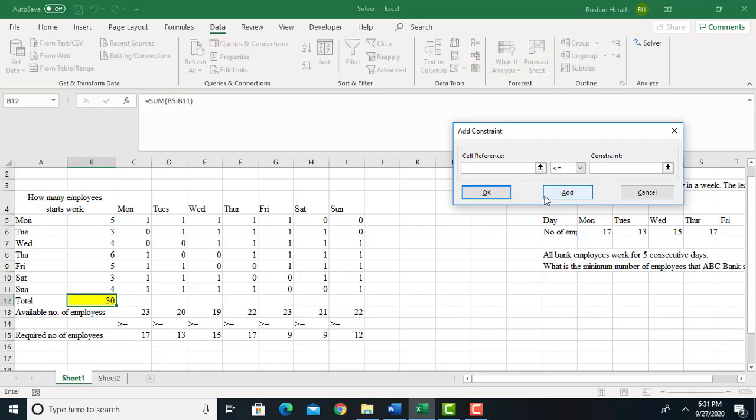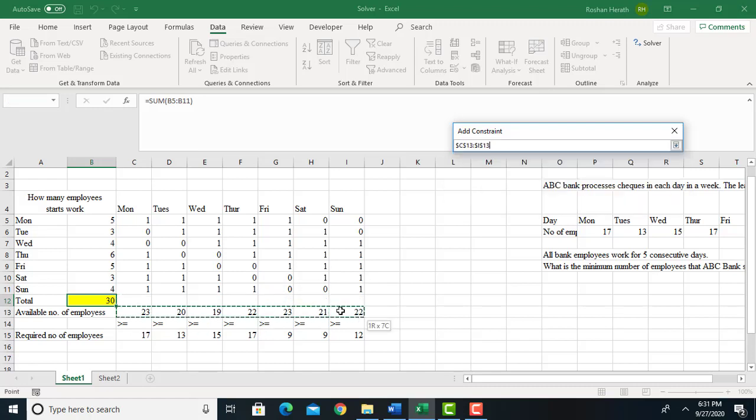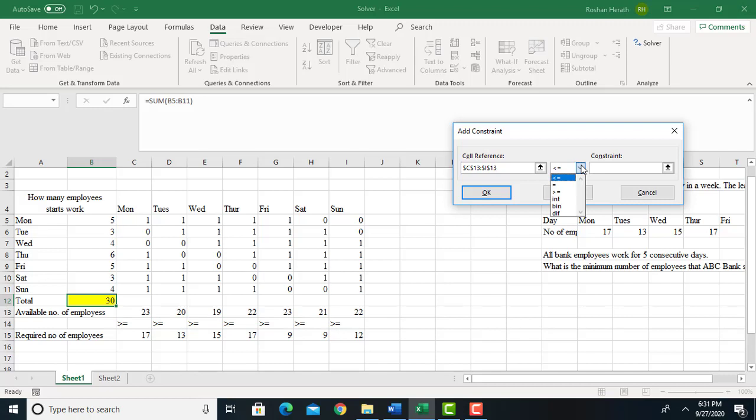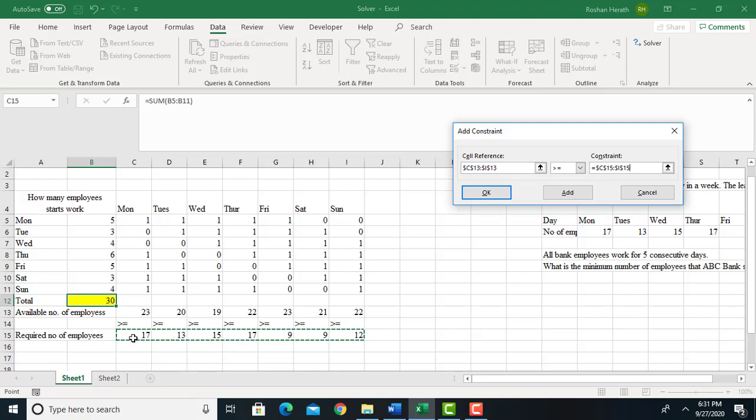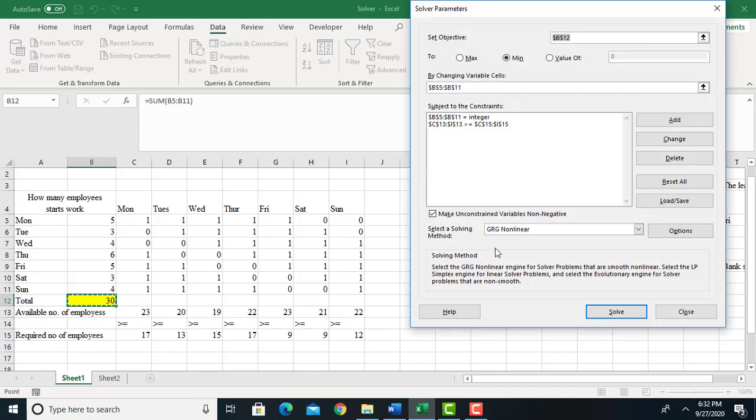You can edit. Then the second condition, the most important one, I would say: the available number of employees must be greater than or equal to the minimum number. It should be more than the minimum number. If it is less than the minimum number, the purpose is not being achieved. So therefore, the available number of employees should be greater than or equal to the minimum required number of employees. That would be the second constraint, and those would be the two constraints.